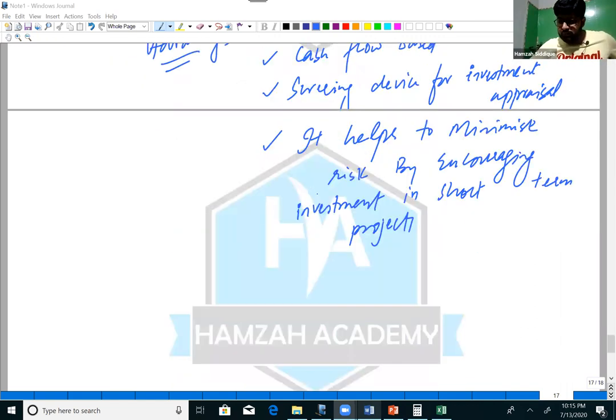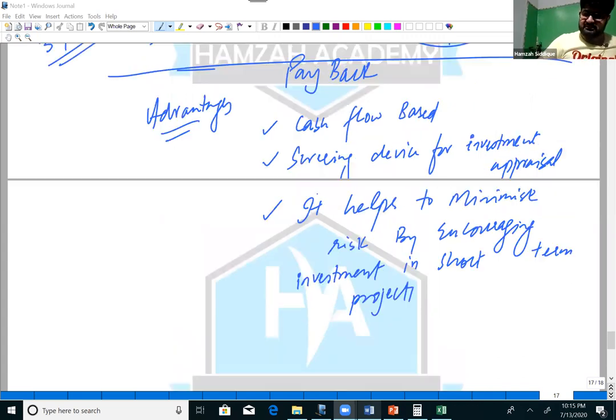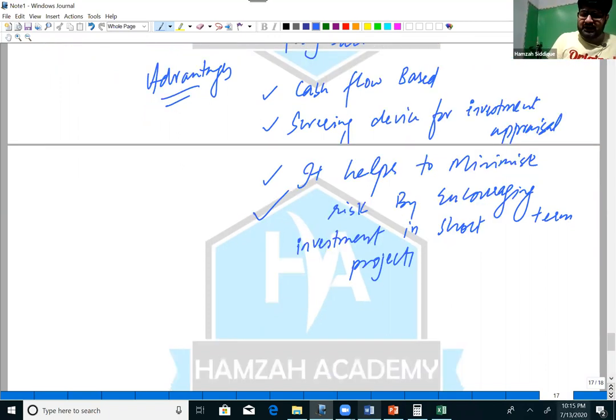It helps to minimize risk. You know, by payback we say the shorter the payback, the lesser will be the risk, so you will accept the project. Now, next. What are the drawbacks of this method?